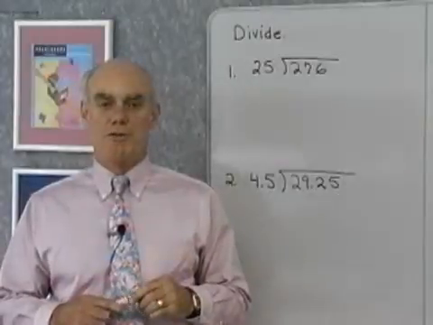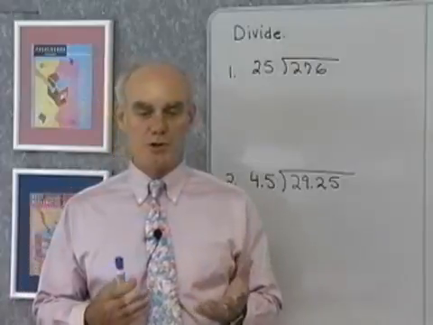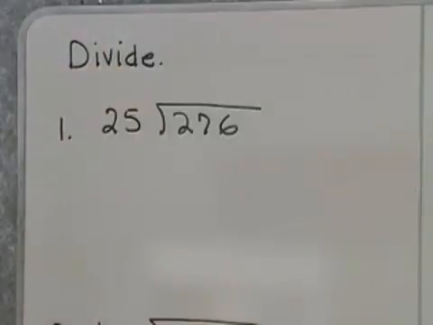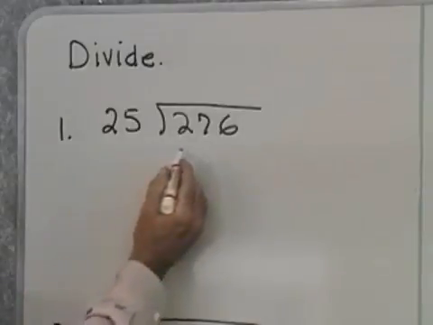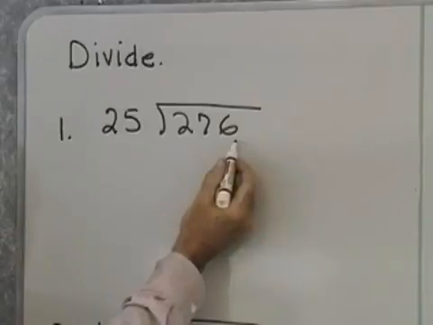In this section, we're going to do division with decimal numbers, and it looks very similar to long division with whole numbers. There's a couple of differences, though, and we'll talk about them as we go. First of all, I want to divide 25 into 276, and let's carry this out to, say, the nearest hundredth and see what happens.